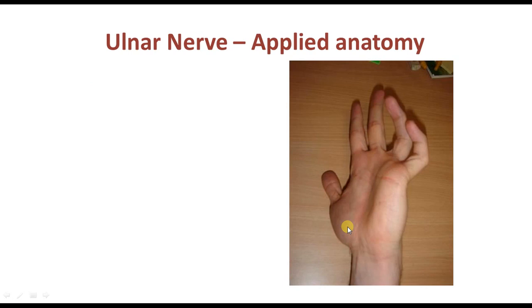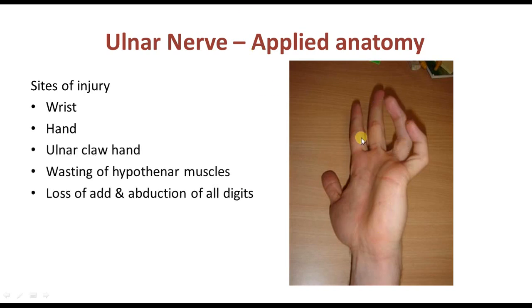So if you look at the applied anatomy of the ulnar nerve, mainly the sites of injury are in the wrist or in the hand. It might lead to ulnar claw hand. Okay, so ulnar claw hand means the medial 2 fingers are somewhat flexed, with wasting of hypothenar muscles. So again, what happens? This bulk becomes almost flat because of the hypothenar muscle wasting, and there is loss of adduction and abduction of all the digits.